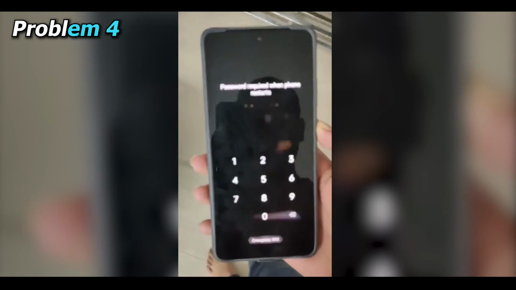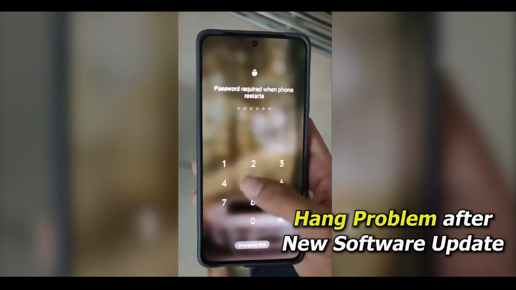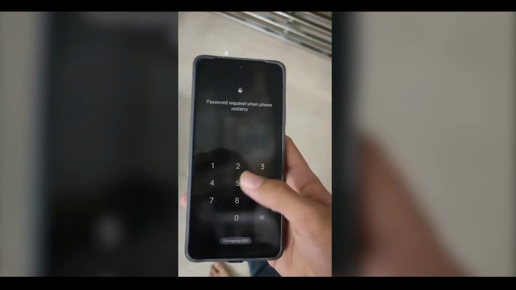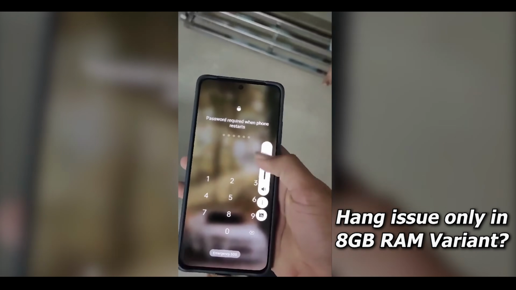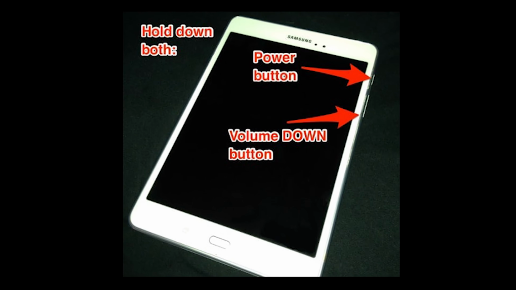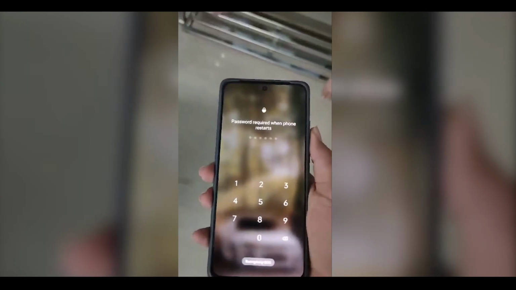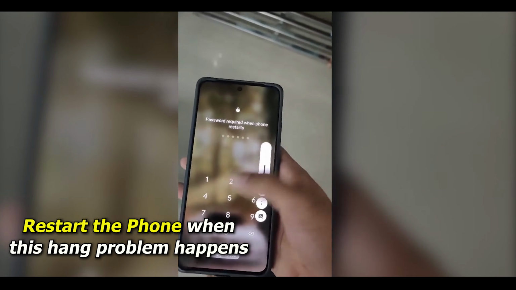The fourth problem is hang problem that is becoming common on almost all phones that have installed the new update. A large number of users who purchased 8GB RAM variant is facing this issue. The only solution to hang problem is pressing and holding the volume down button and power button to force shut down the phone and then power it on normally.